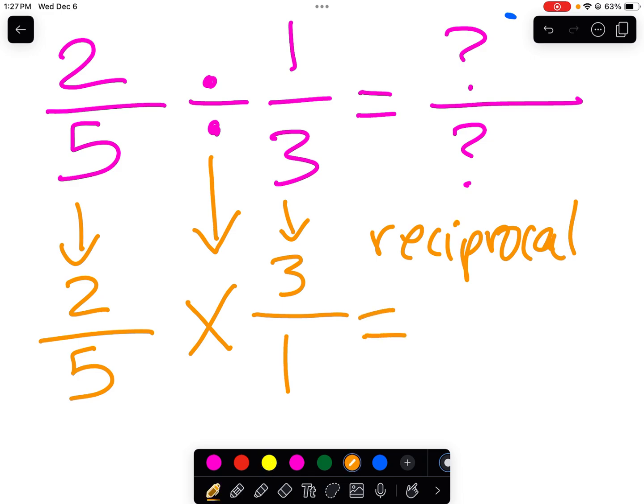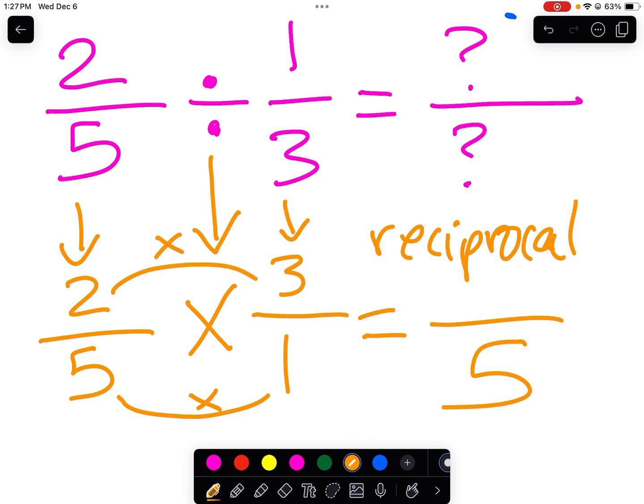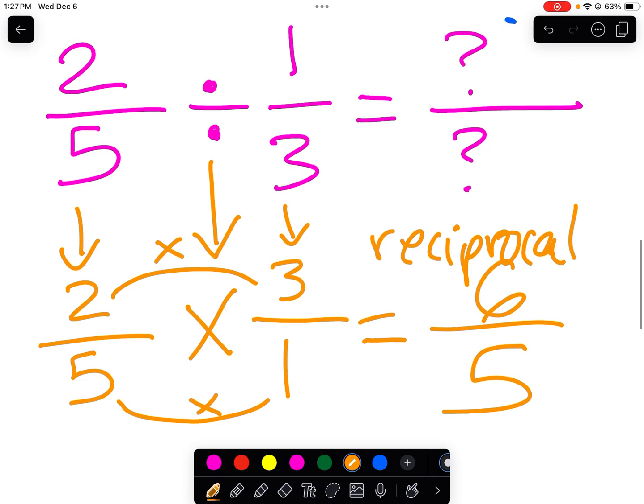And now we know what to do. We've learned how to multiply fractions, which we just did. We take 5 times 1, that's 5. We take 2 times 3, that's 6. Our answer is 6/5. Not too bad, right? And in another video, we'll do examples of how this gets applied in real life, like situations where you actually would multiply or divide 2/5 by 1/3. And so my answer here is 6/5.